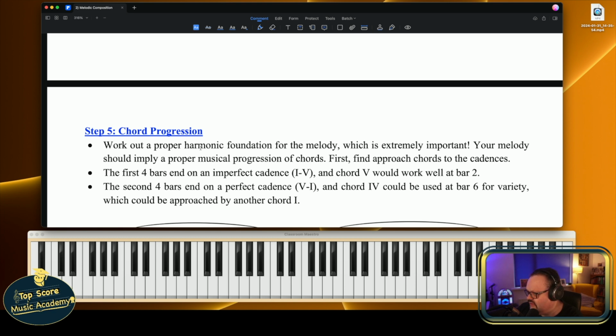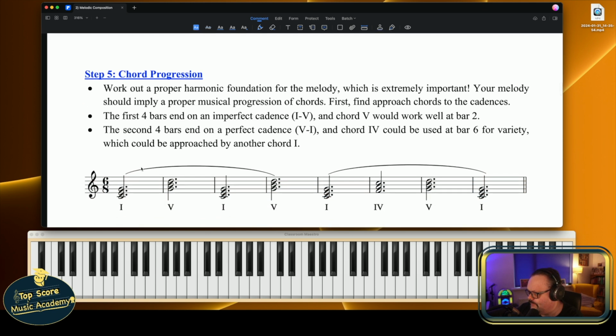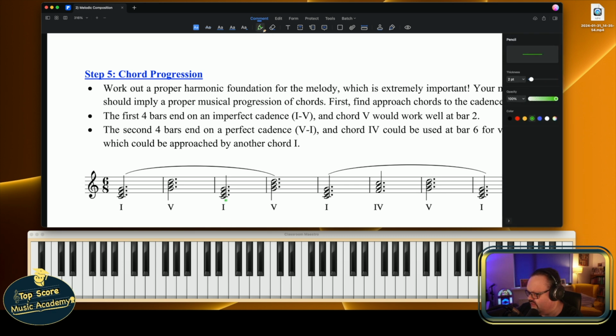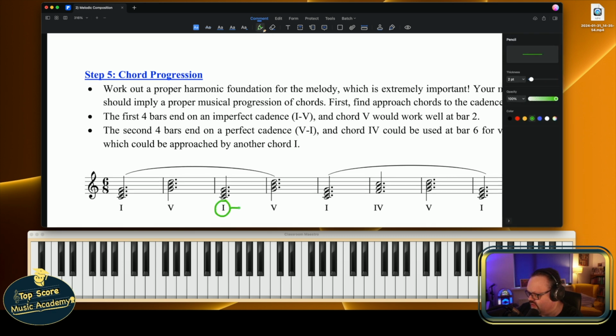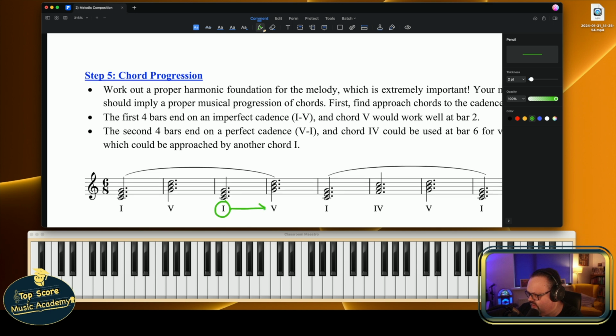Okay, so a good, strong harmonic foundation. Your melody should imply a proper musical progression of chords. First, find approach chords to the cadences. The first 4 bars are going to end on an imperfect cadence. So it could be any chord here in bar 3 that's going to approach this chord in bar 4. We could choose any chord, but I'm just going to choose chord 1.